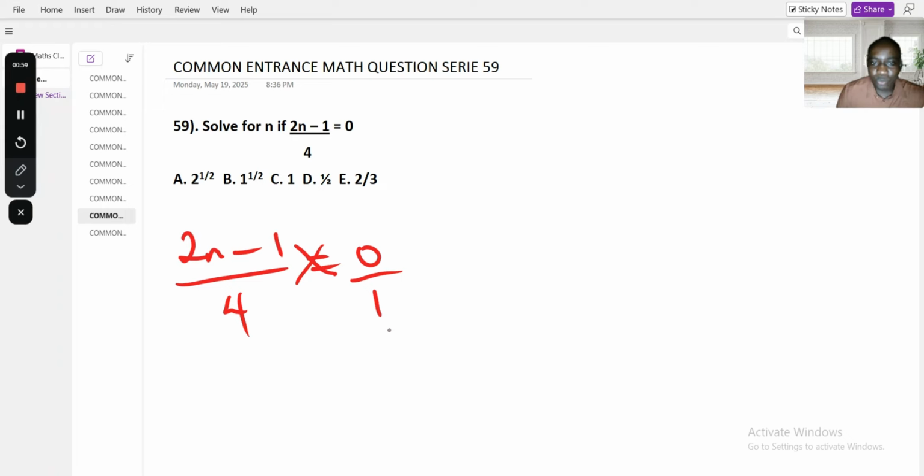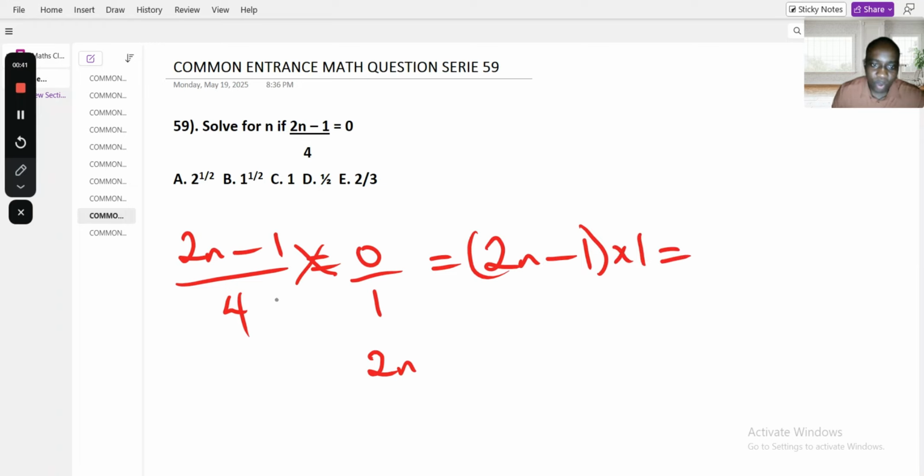2n minus 1 multiply by 1, equals 4 times 0 is 0. 2n minus 1 multiply by 1, 1 times 2n, 2n. 1 times minus 1, minus 1. We have opened the bracket, equals 0.